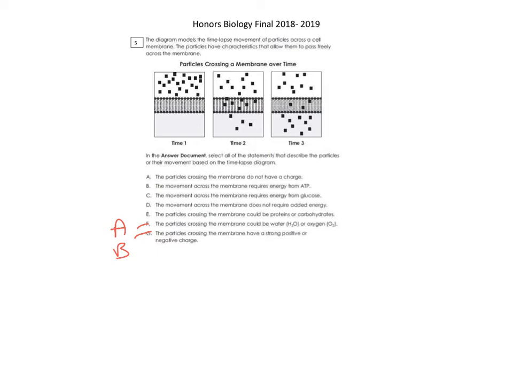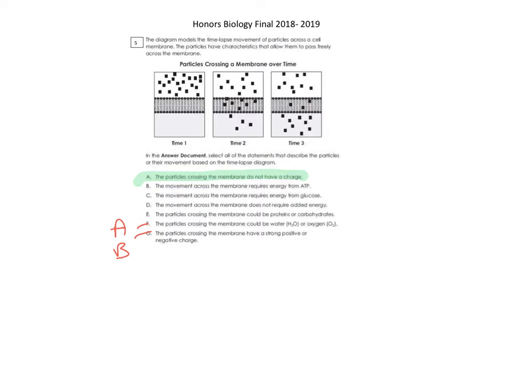Remembering that when we did this, we changed this and this to A and B. All right, so what answers would be the correct answer? Well, the particles crossing the membrane do not have a charge. Well, that makes sense, because what crosses the membrane? Things that don't have a charge, things that are neutral, right? Non-polar materials. Oh, I'm sorry, this one, A. So A is correct.